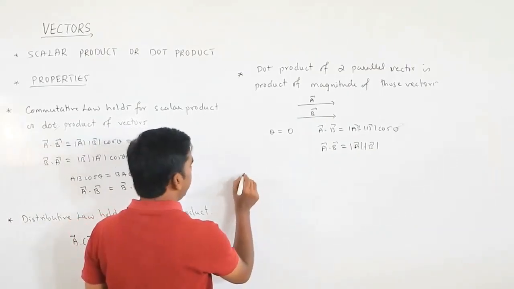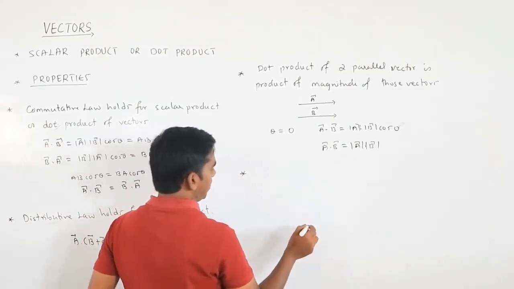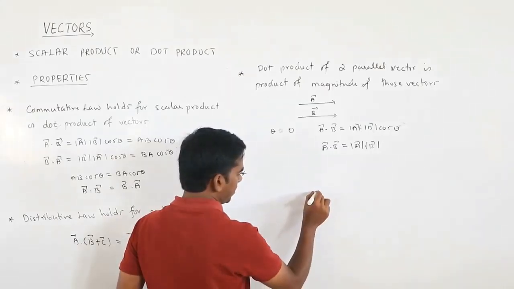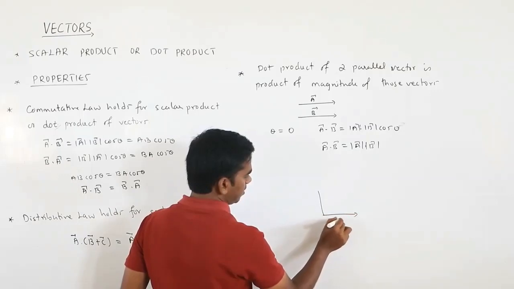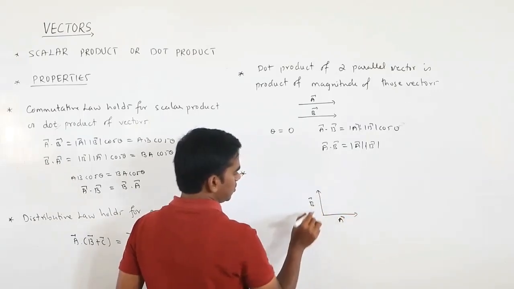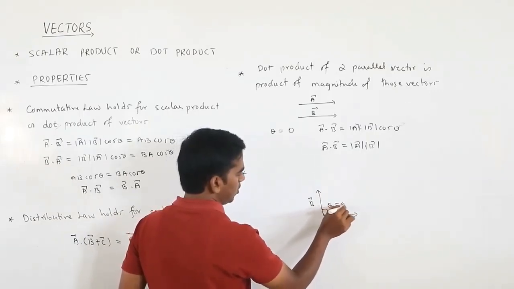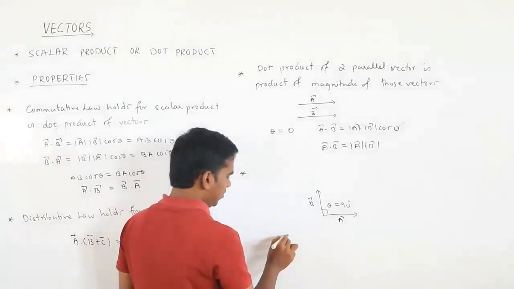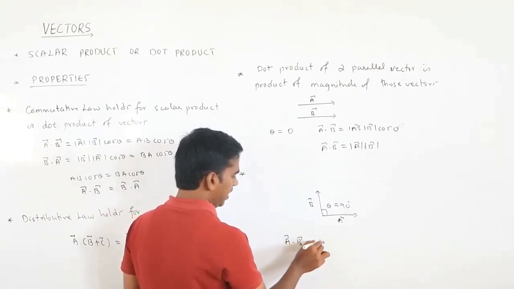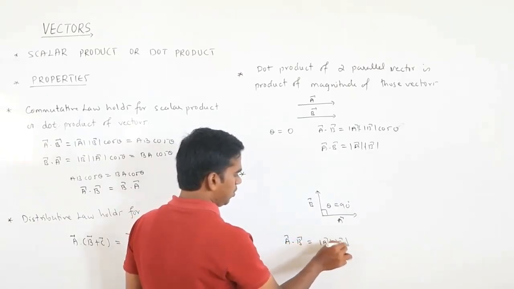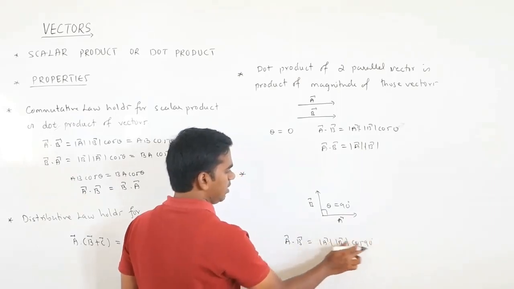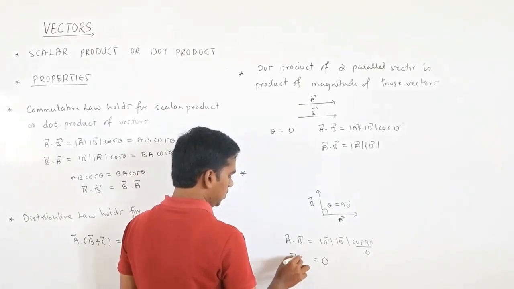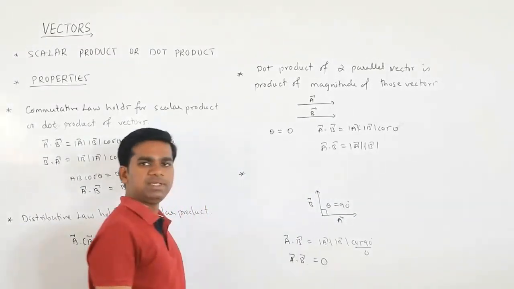Next, again very important, let me take two perpendicular vectors. Vector A is here and vector B is here. If they are perpendicular, theta is going to be 90 degrees. Cos 90 is 0. So vector A dot B will become magnitude of A, magnitude of B, cos of 90, which is 0. So everything will become 0. So vector A dot vector B is equal to 0.